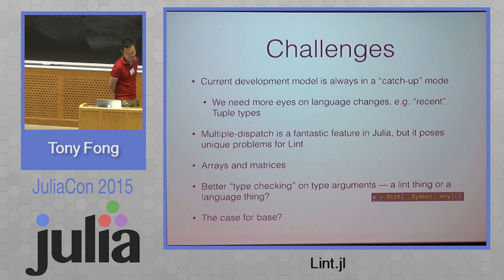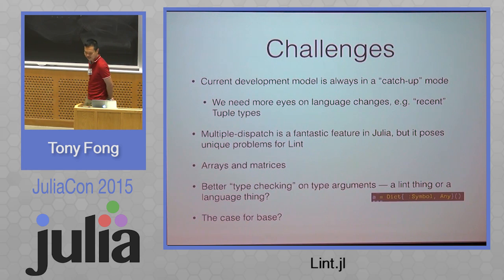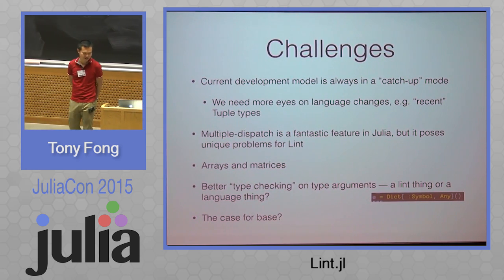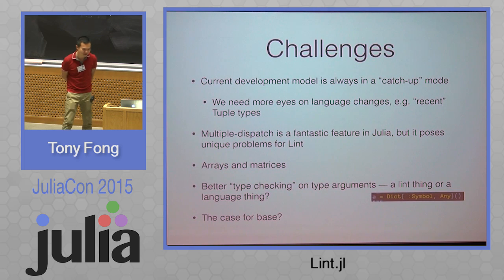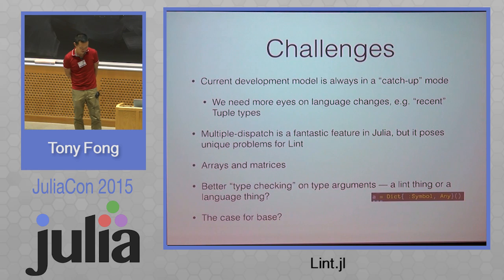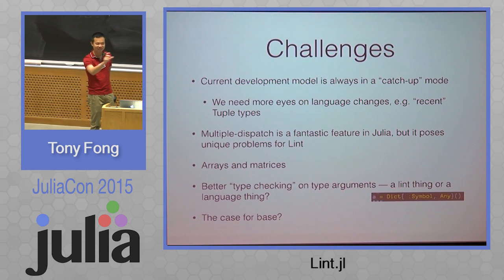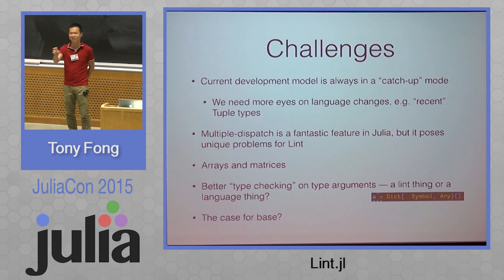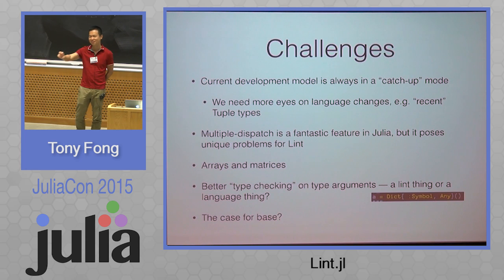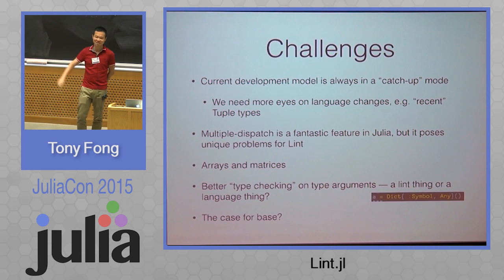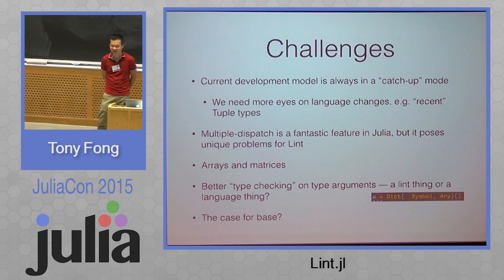Challenge number two is multiple dispatch. Fantastic feature of Julia. I think it's rather unique, but it in itself poses unique challenges for Lint. If Lint encounters a function call with a signature, unless it's very, very clever, it can actually infer every single type argument and find out the type signature. It's really hard to figure out what to do with that information.